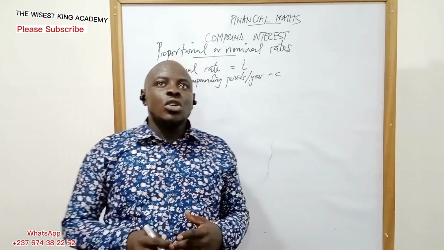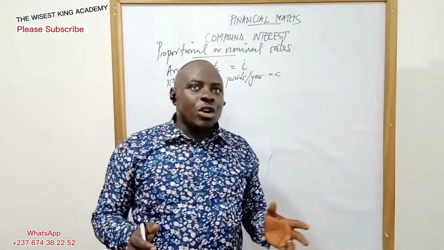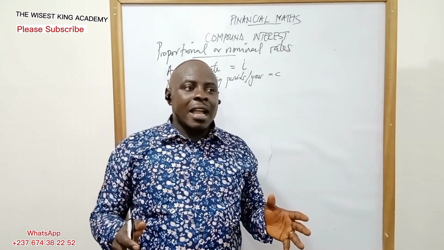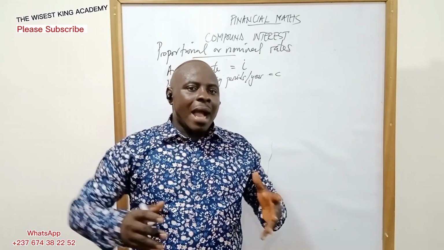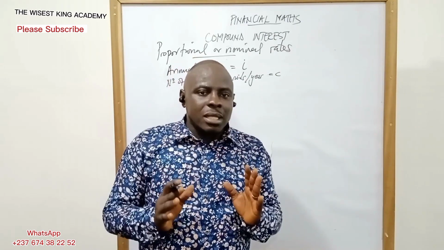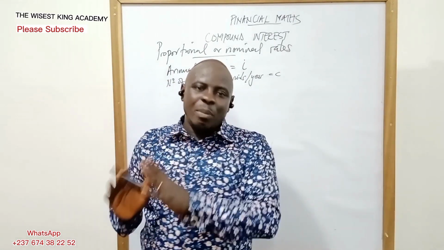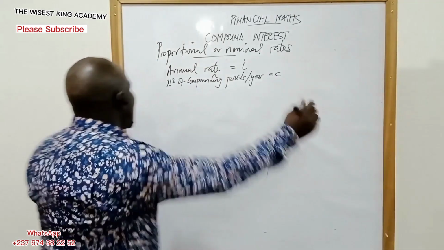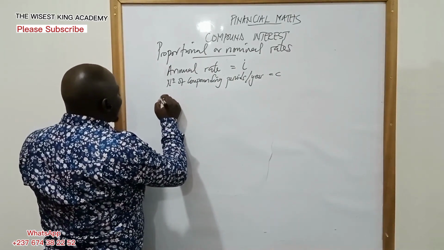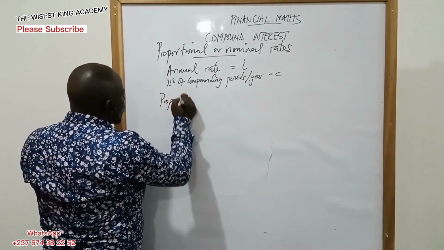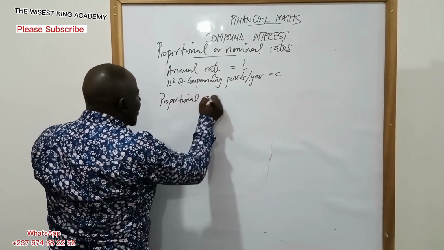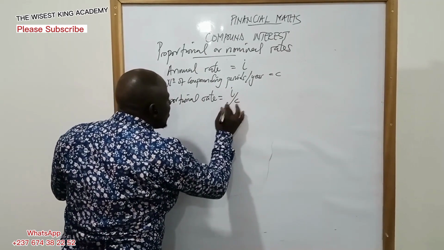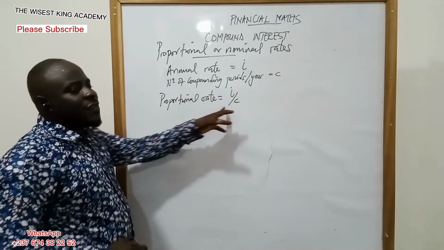Now, in some books, you will see IM and IS. But here I'm going to use numbers to identify the number of compounding periods per year. I think it's easier that way. Now, it means the proportional rate here is simply the annual rate divided by the number of compounding periods per year. That's I divided by C.